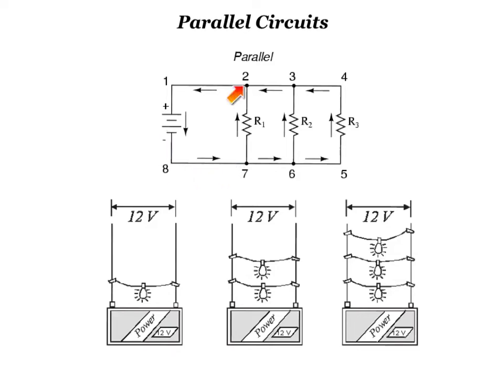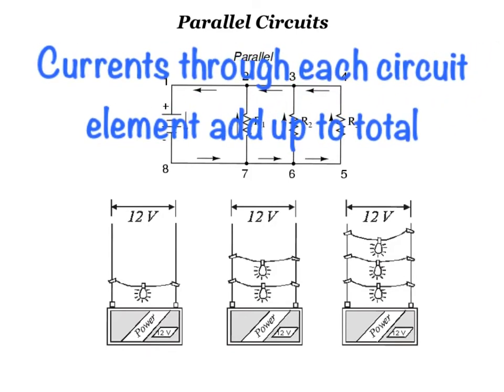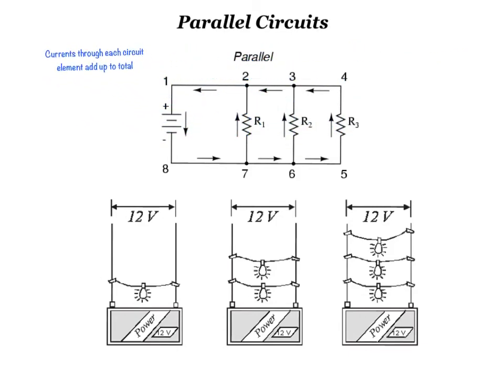Now, because that current splits at each of these junctions, it should be clear that the amount of current that goes through each resistor is less than the total current that goes through the circuit. But if we were to add up all the current that goes through each resistor, it's going to equal the total amount of current through that whole circuit. So this will be our first rule of parallel circuits: the current adds up through each circuit element to equal the total amount of current in that circuit.